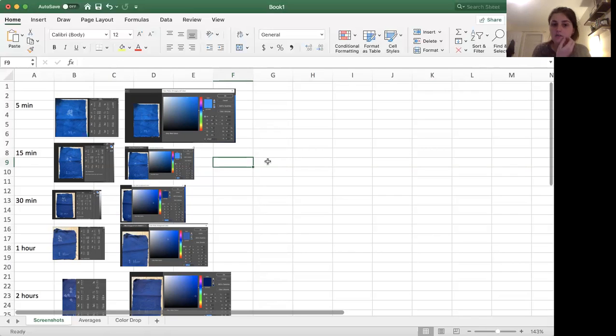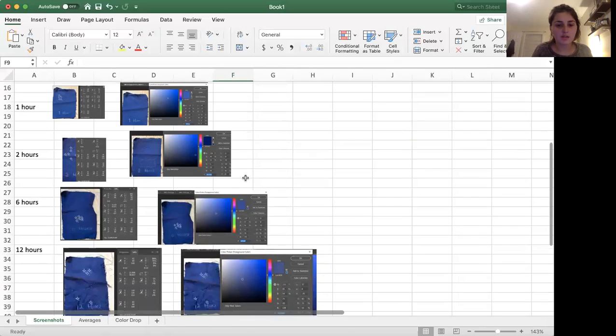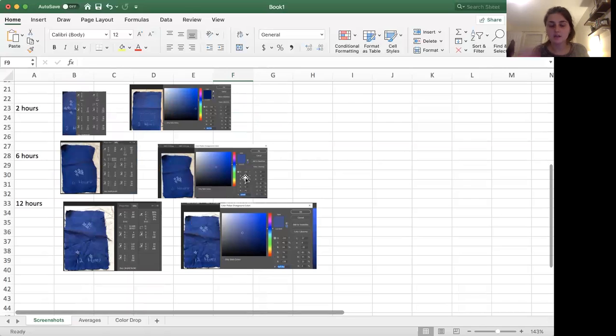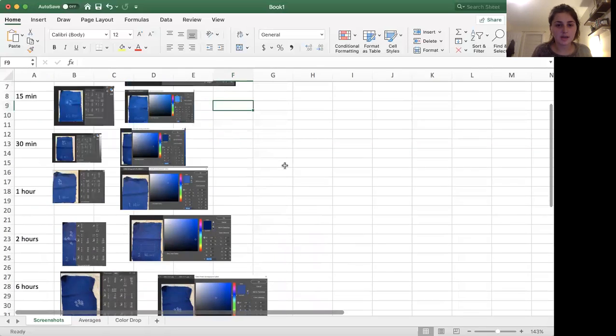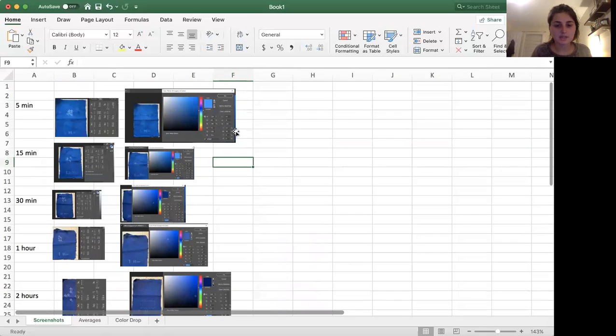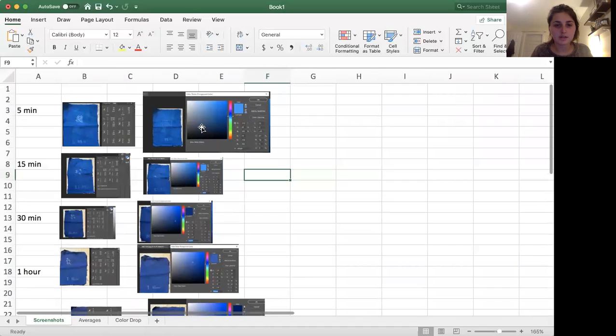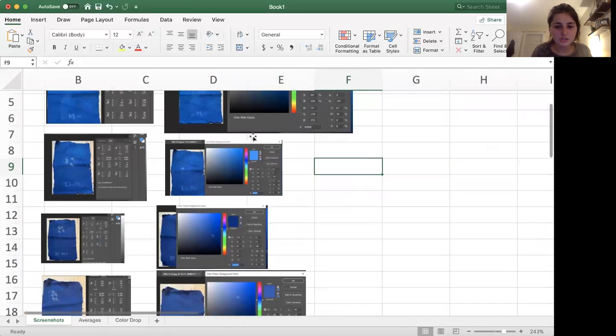So first off, I did the 5 minute ones, and then I did this comparison with all of them, and I took a screenshot from my computer as I was doing it so that I could remember what the numbers were. And so this is all of them with their varying colors. I'll go a little bit closer. You can see the slow changes.